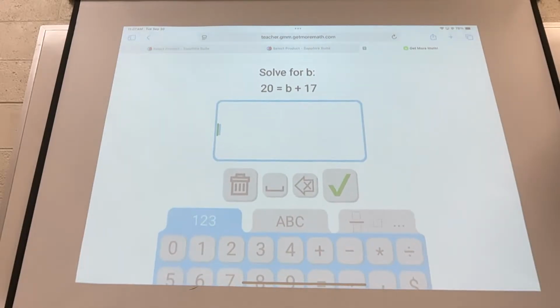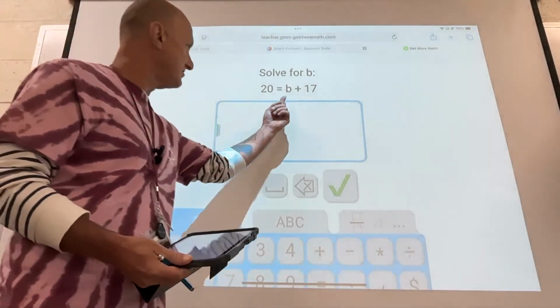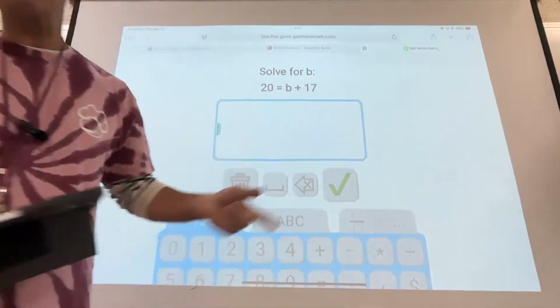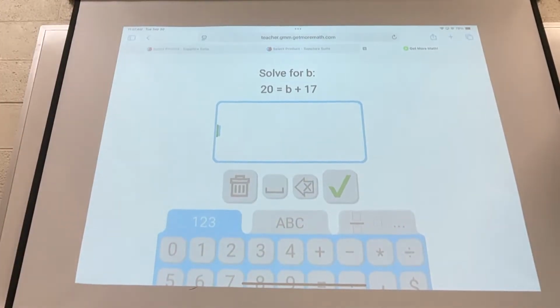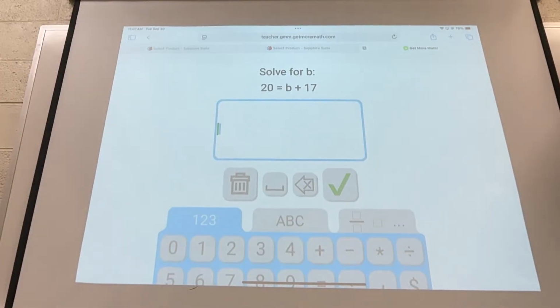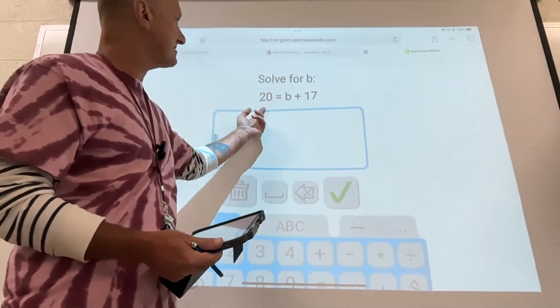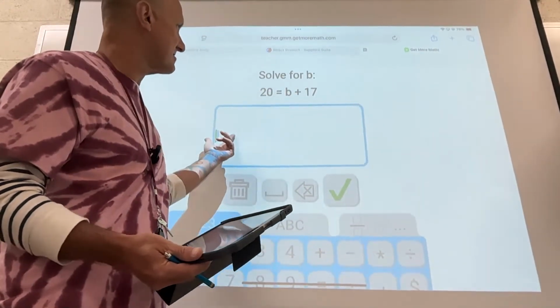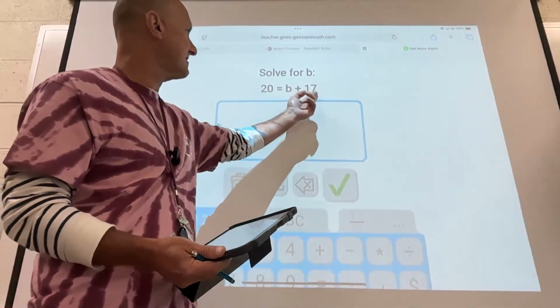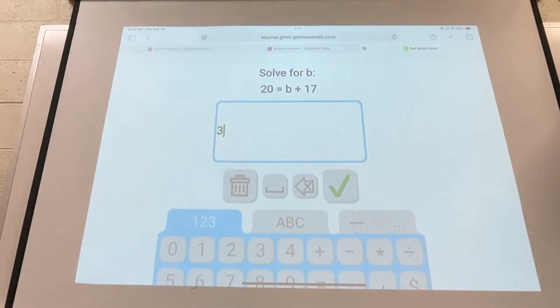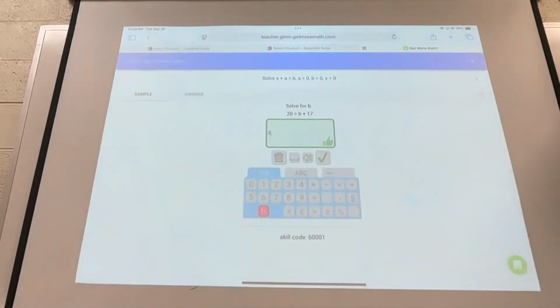Again, find your variable. In this case, it's a b. What am I doing to my b? I'm adding 17. What's the opposite of adding 17? So I subtract 17 from both sides. This will cross out. 20 take away 17 is 3, right? 3 plus 17 equals 20. Not bad. So those are the addition ones.